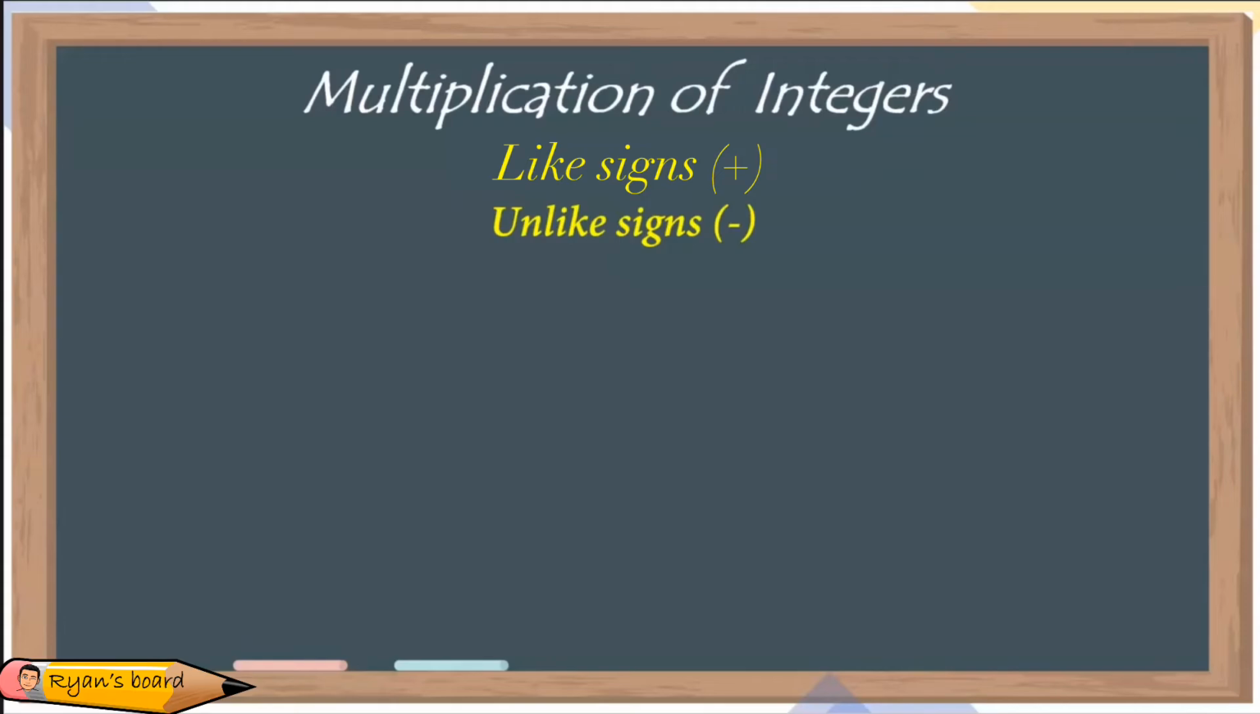We will discuss today kung paano magmultiply and divide ng integers or signed numbers. Okay, but let us start with multiplication of integers. Ito lang yung rule sa multiplication of integers. Kapag meron kang like sign, the same sign, let's say positive times positive or negative times negative, the answer is positive. Okay? But if you have unlike signs, let's say positive times negative or negative times positive, the answer is negative.